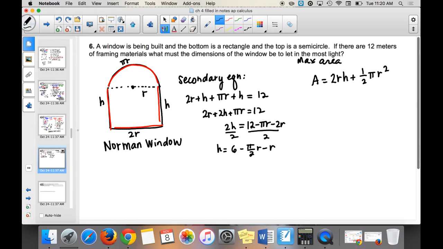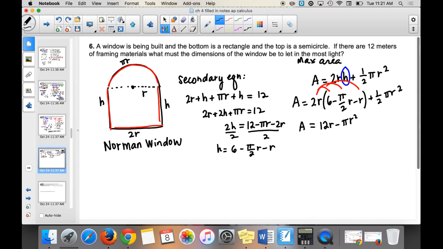All right, so here we go. I have A equals, and I'm going to replace the h. So I have 2r, and then h is 6 minus pi over 2, r minus r. There's a lot going on there, plus 1/2 pi r squared. We're eventually going to take the derivative of this, but we want to clean it up as much as possible before we do. So we're going to distribute our 2r. I get 12r minus pi r squared. Do you see it? The 2's cancel. r times pi r is pi r squared. Minus 12r squared plus 1/2 pi r squared.